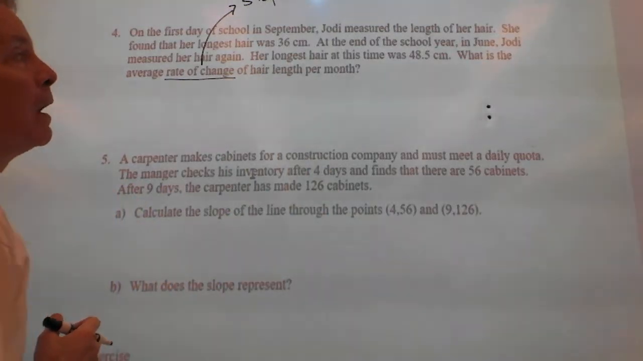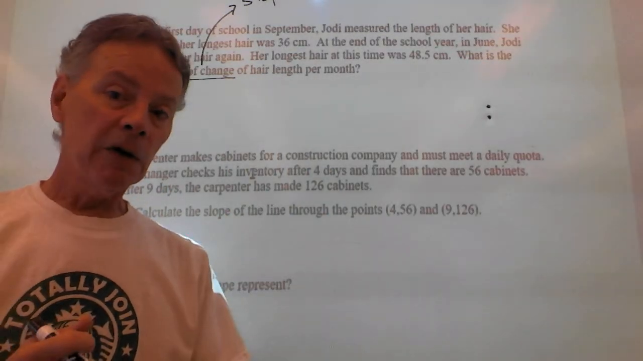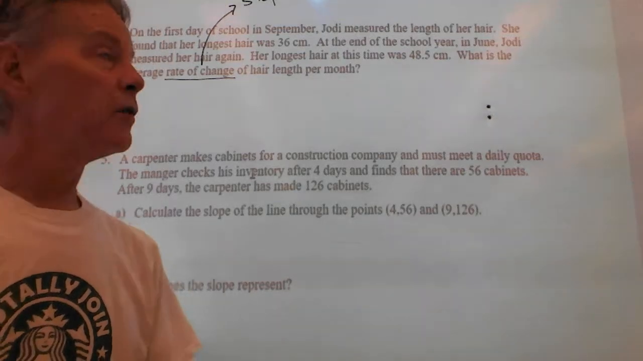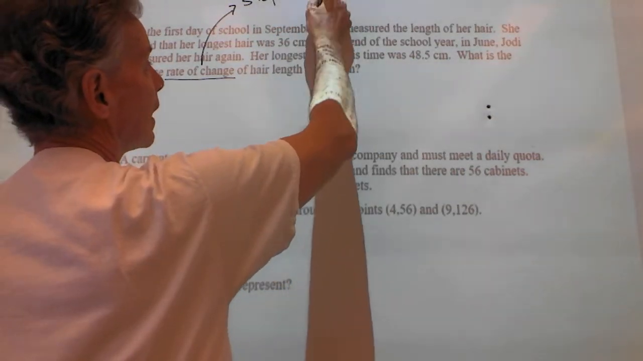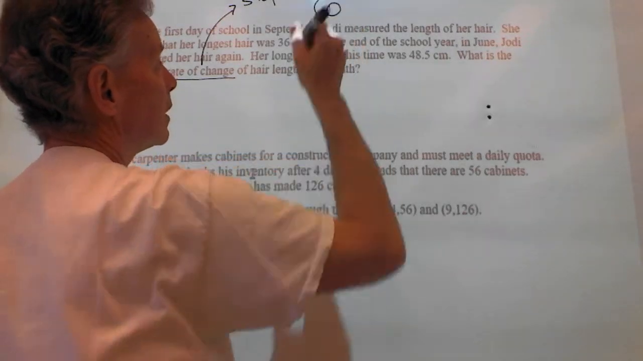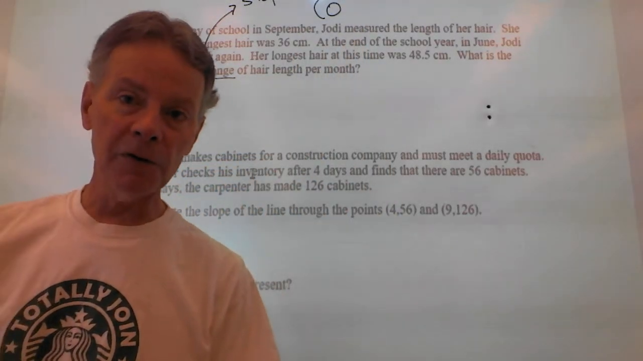So, at the very beginning of the school year, no time has passed, so at the beginning, we could say that the time is 0 months, right? It's September 1st. Whoops.